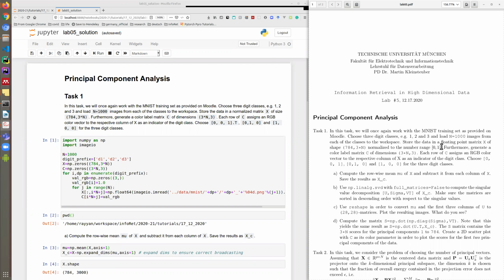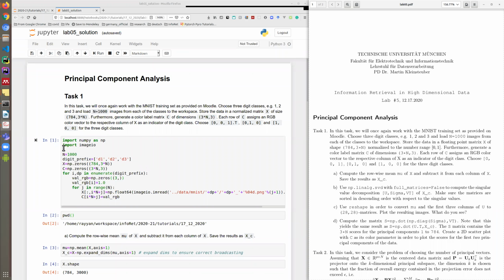So the first task is to compute the row-wise mean mu of X and subtract it from each column of X. Save the result as Xc. You might have seen we did this before. It should be in your mind that whenever we work with PCA, we first make the data centered, so to say.